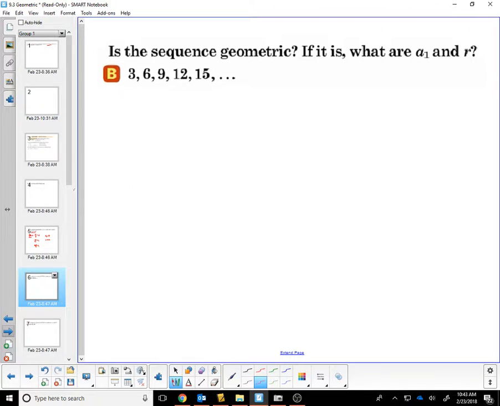So here we would say no, but we can still say a sub 1 is 3. But here we have a common difference of 3, not an r, but a lowercase d. Okay?